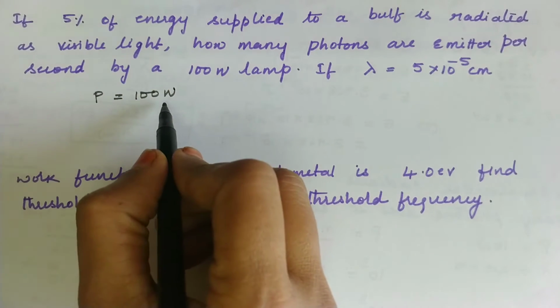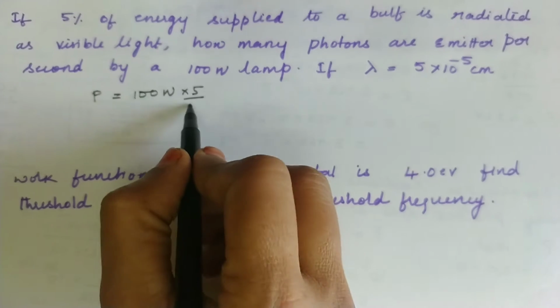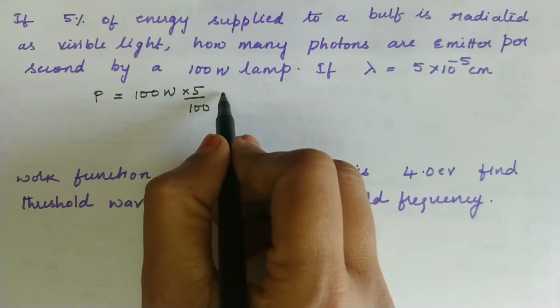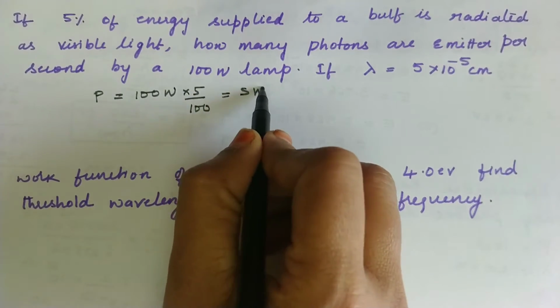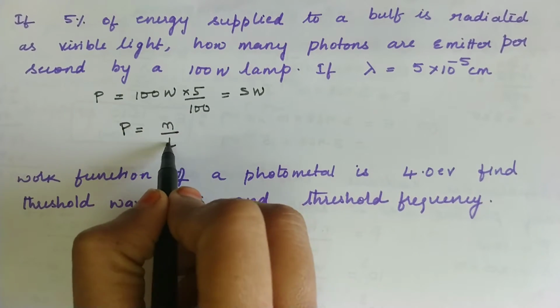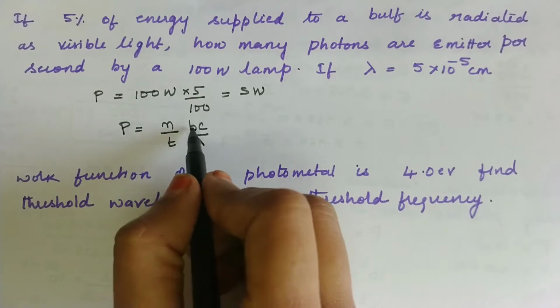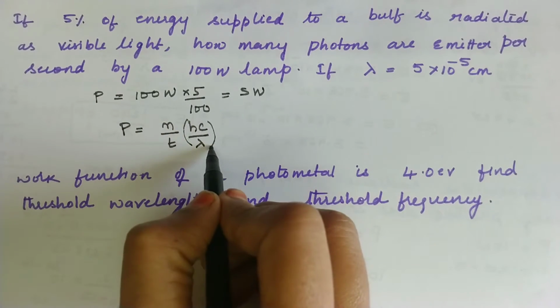Okay, but we are not utilizing this 100 watt. Only 5% of it is converted into visible light. So 5% of 100 will be 5 watt. Now I don't think it's a problem. Power is equal to N by T into hc by lambda, that is N into h nu by T. I wrote it as N by T into hc by lambda.